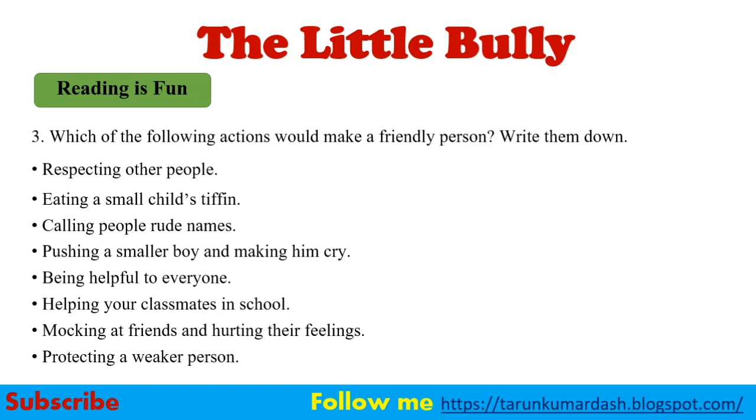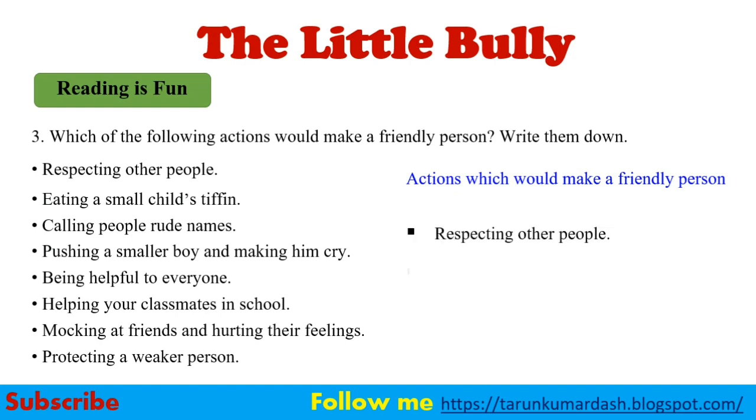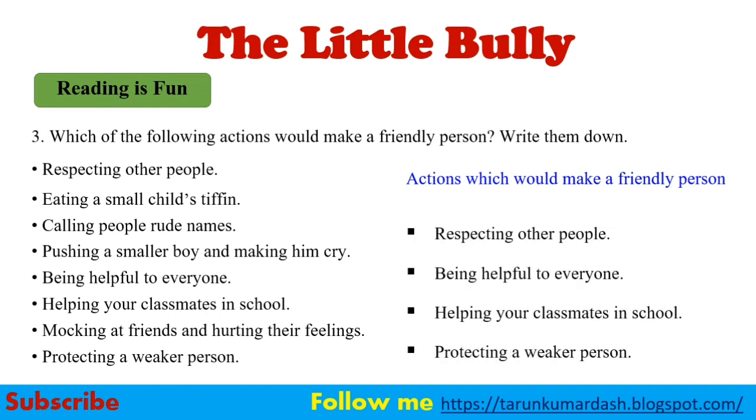Next, helping your classmates in school. It is also one kind of helping attitude. It is also helpful for being a friend. Next, mocking at friends and hurting their feelings. This is also one kind of bullying. Next, protecting a weaker person. This is also one kind of good behavior. So, friends, out of them, let's find the actions which would make a friendly person, and they are respecting other people, being helpful to everyone, helping your classmates in school, then protecting a weaker person.